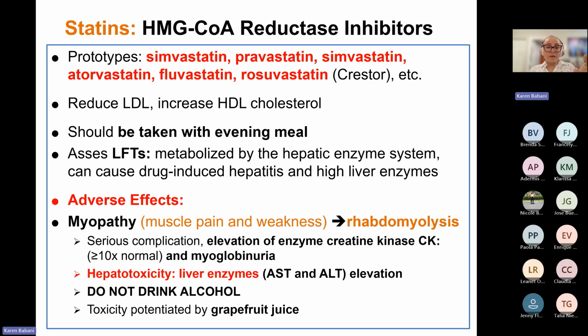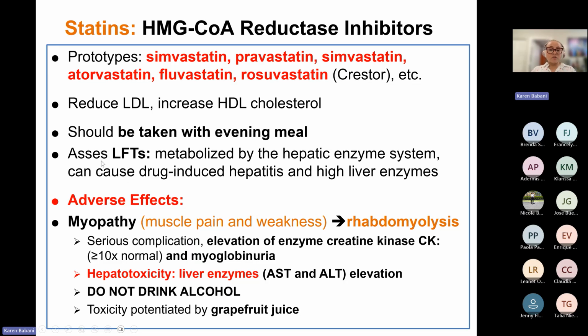Here you have again statins, or if they say HMG-CoA reductase inhibitors. That's basically your anti-lipidemic medication, your statins. Simvastatin, pravastatin. Oh, I put simvastatin twice. I forgot. Atorvastatin, fluvastatin, rosuvastatin. Reduce the LDL and increase the HDL. Take it with an evening meal.